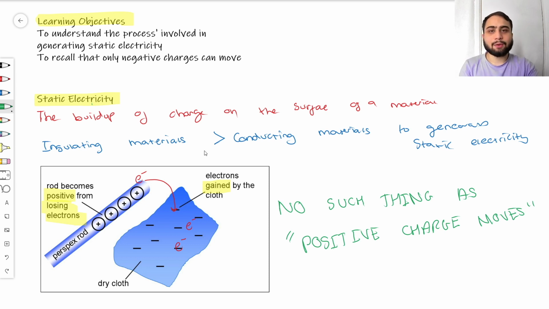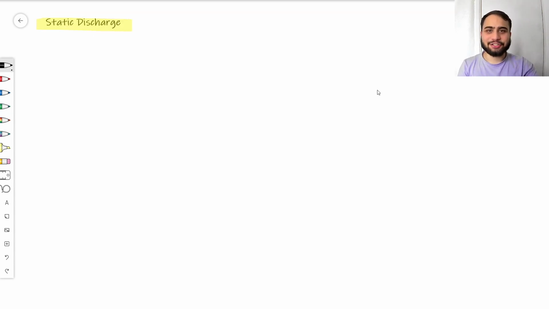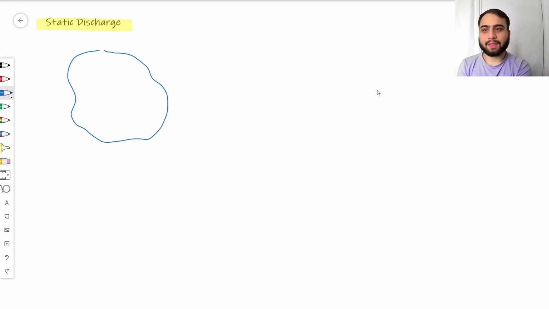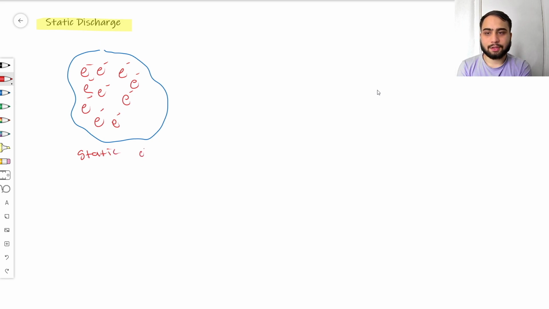Now let's have a look at how potential difference develops in static electricity. Now let's have a look at static discharge, more commonly just known as sparks. So say I have my cloth, right? And I'm continuously rubbing on the rod, okay? So more and more static electricity is forming, right? More and more charge is being deposited onto the surface of my cloth. So static charge builds. Okay, now say I have my hand over here.